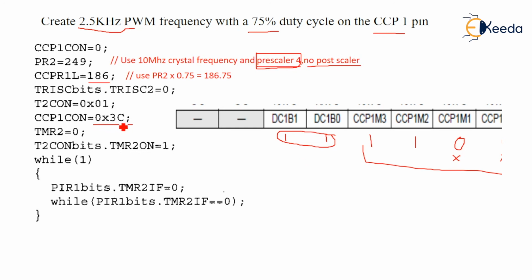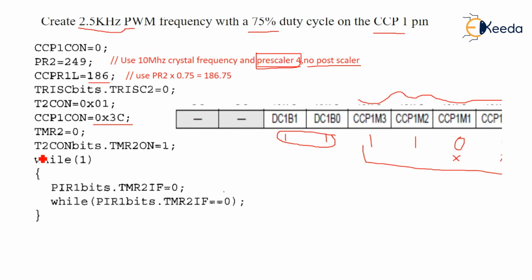0x3C. Once again, these 4 bits will decide whether it is capture mode, compare mode, or PWM mode. For PWM generation we use 1 1. In the datasheet, 1 1 is given, and the other 2 are don't care conditions. So I took 1 1 0 0, so it is C. Then turn on the timer and clear the timer TMR2.